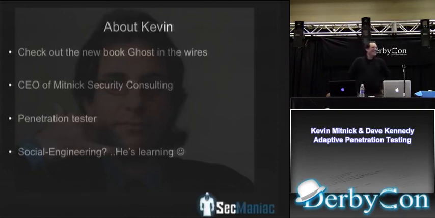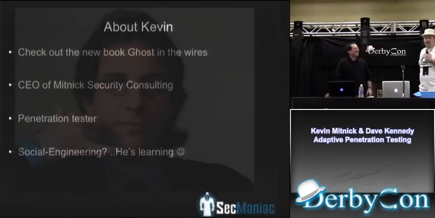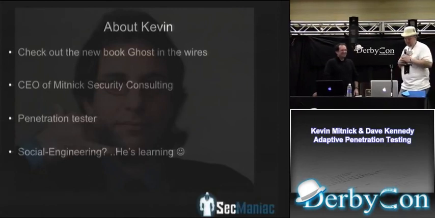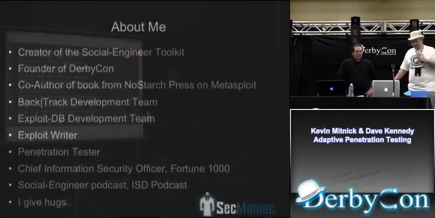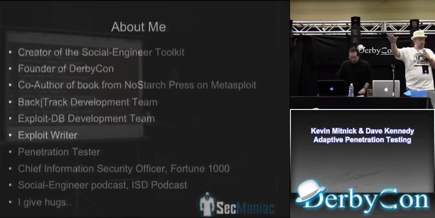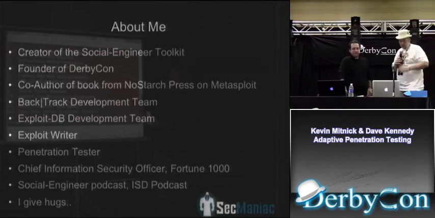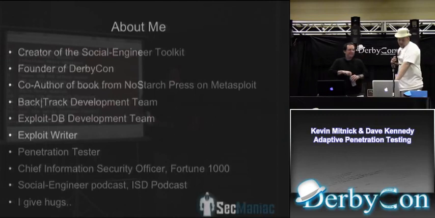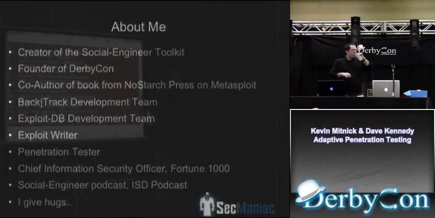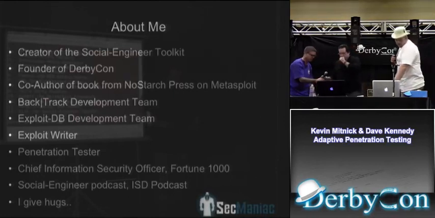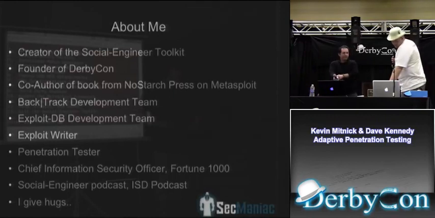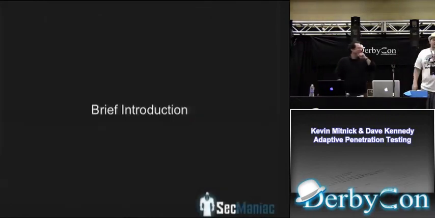I have to say, Kevin is the number one bug contributor to the Social-Engineer Toolkit. He constantly uses it, and I get to fix all the bugs in my horrible coding. About myself, I'm the creator of the Social-Engineer Toolkit and one of the founders of DerbyCon. I have a book from No Starch Press, and about 15 minutes after the talk I'll do some more book signings at the No Starch Press booth, which is right outside, if anybody wants to purchase it, and I'll sign it, customize it, and give you a hug. I'm on the BackTrack development team and the Exploit-DB team, although I've been kind of inactive on Exploit-DB lately. It's Dookie's show. I'm an exploit writer, and I'm the chief information security officer at Diebold. And I give hugs. So, I like hugs.